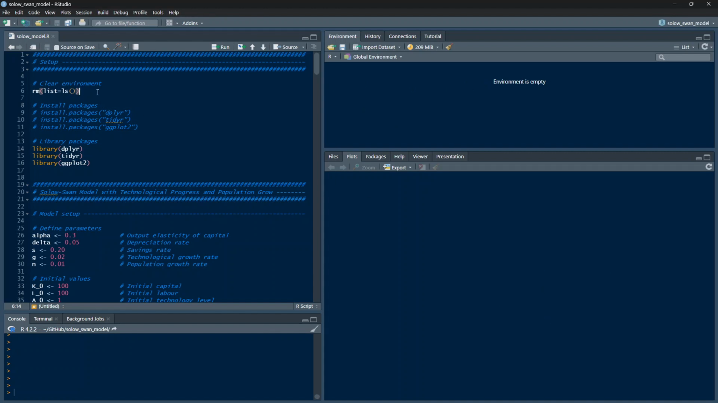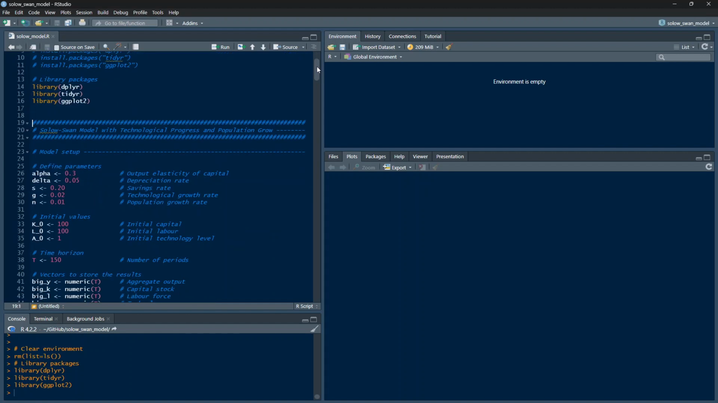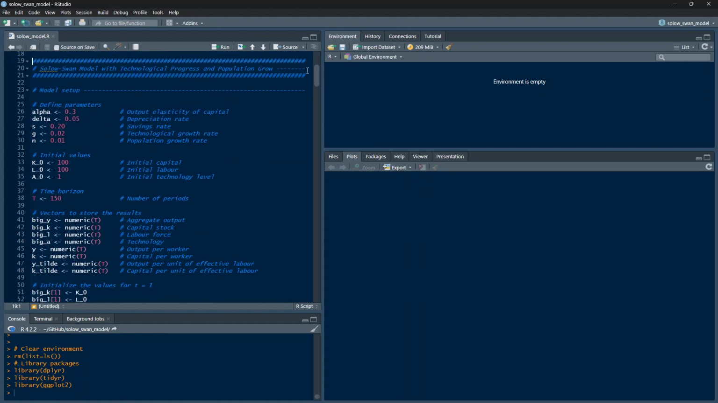So what we're going to do is firstly just clear our environment to make sure that we're ready to start from scratch. And today we're going to need 3 different packages. So the dplyr and tidyr packages are just going to help us to keep the code nice and clean. That's just my preferred style of coding. And then we're going to use ggplot2 for the visualizations. But let's get into the more nuts and bolts of the model itself.